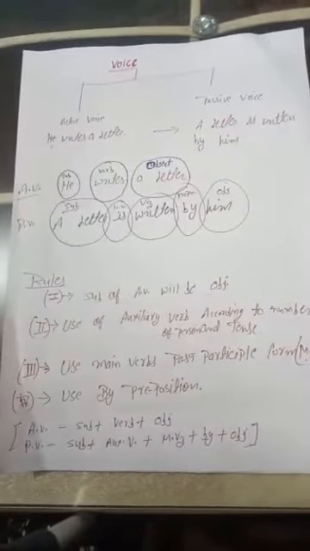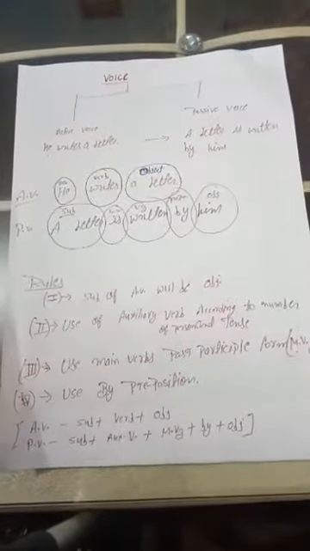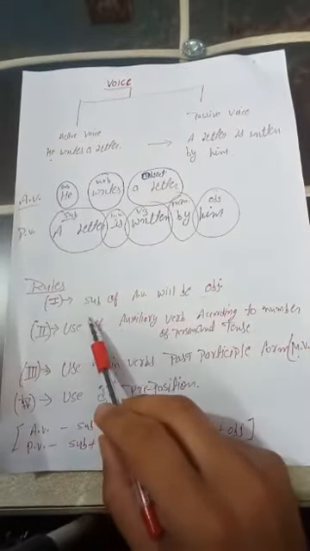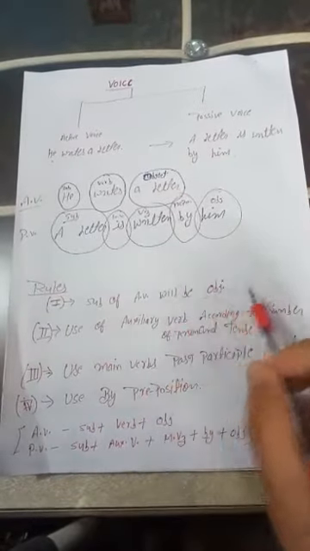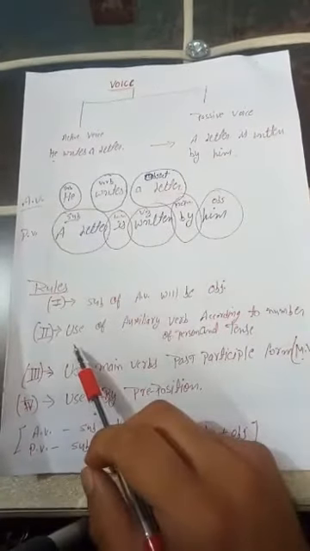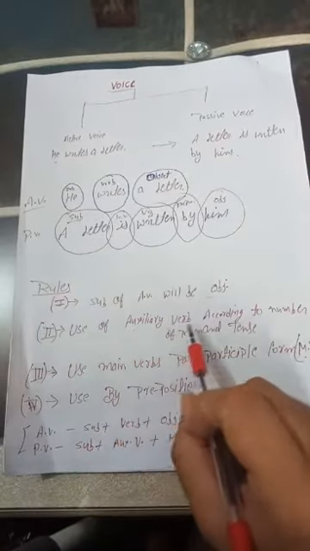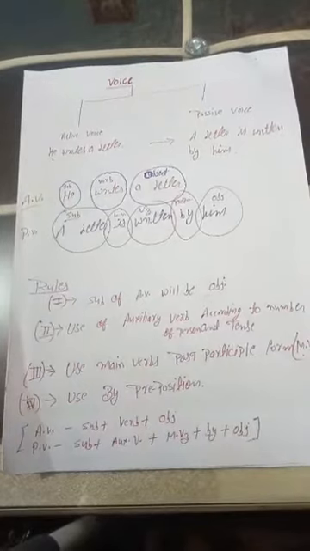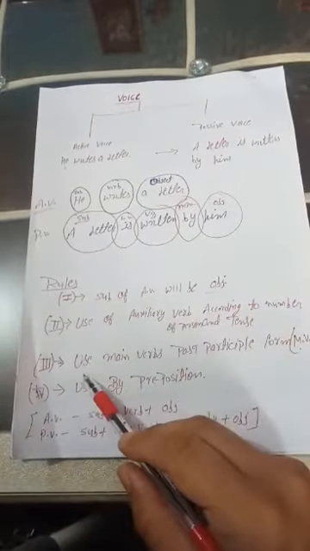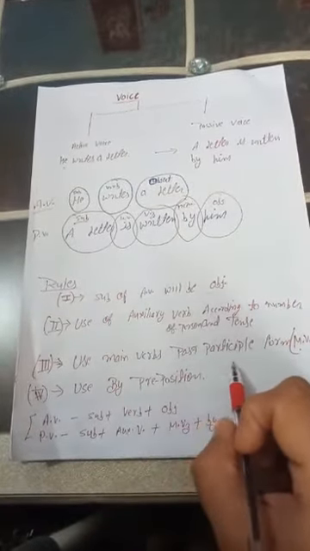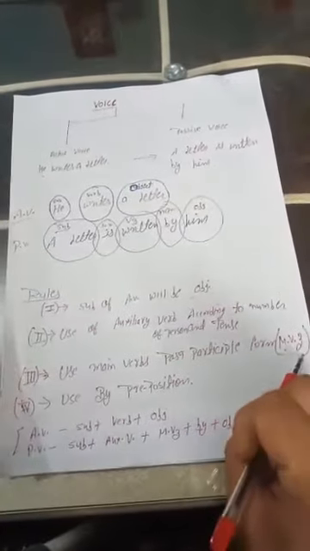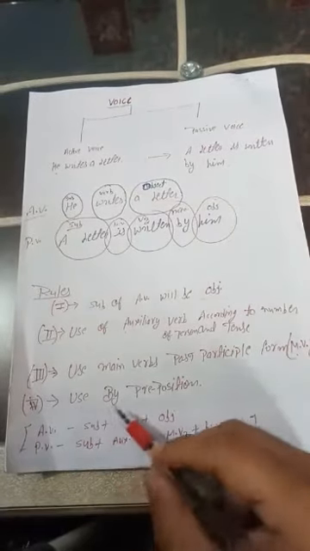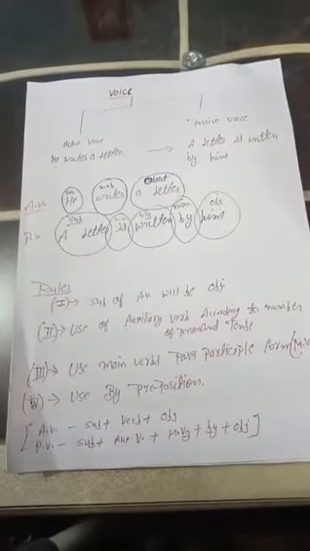So there are certain rules which are used when we are making active voice into passive voice. The first rule is the subject of the active voice will be the object in the passive voice. Second, use the auxiliary verb according to the number of person and tense. Auxiliary verb means the helping verb. Use the main verb's past participle form, which means the main verb's third form is always used in passive voice. Use the preposition by in the passive voice.